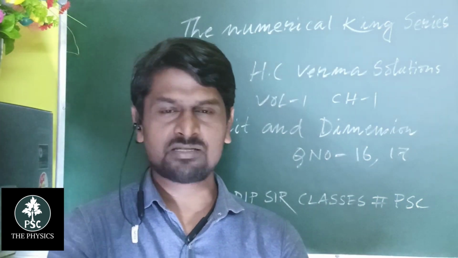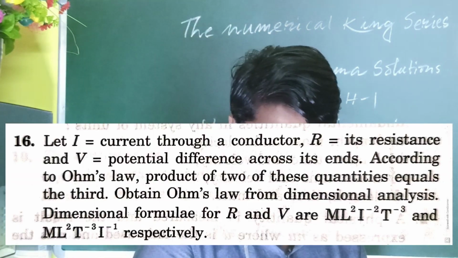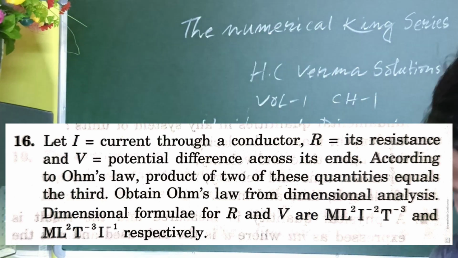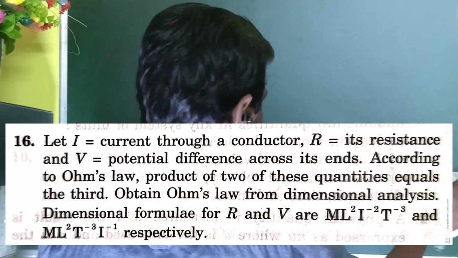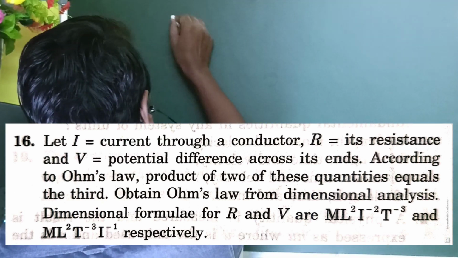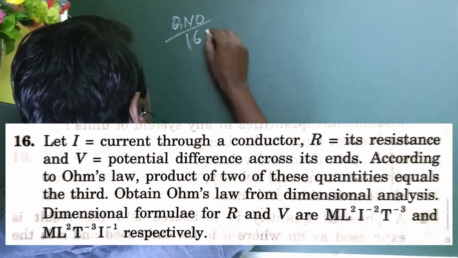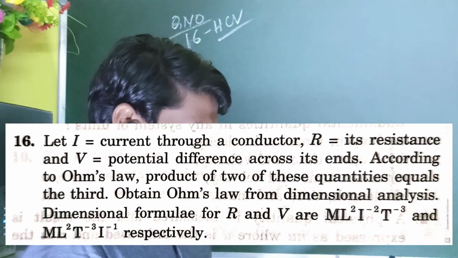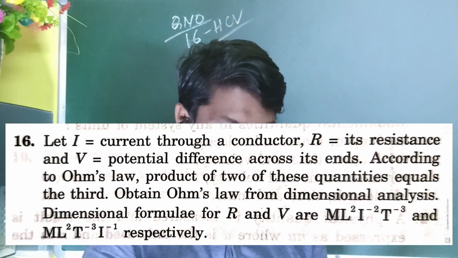Okay, so let's continue. Students, first of all, write down question number 16 from AC Verma. Let I be the current through a conductor and R its resistance.